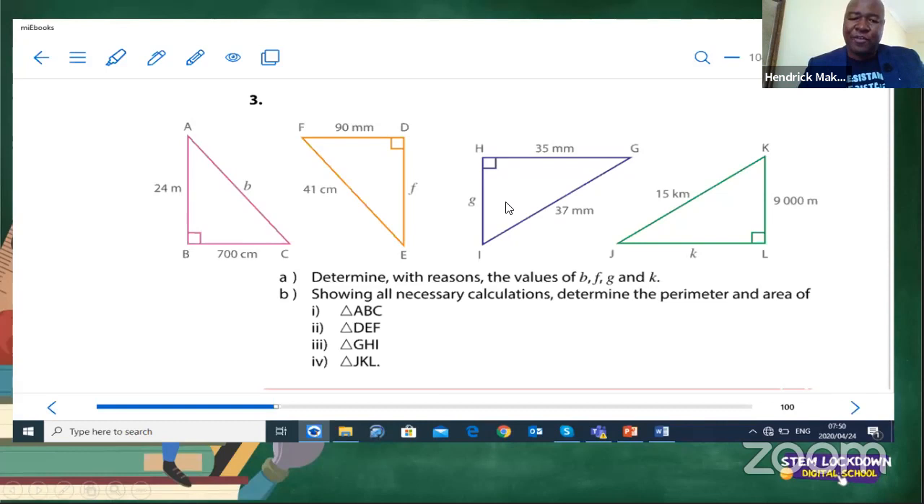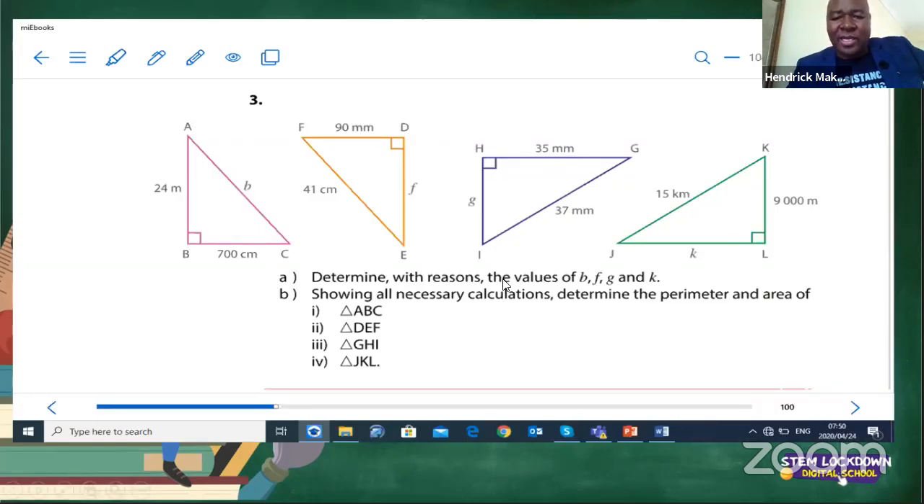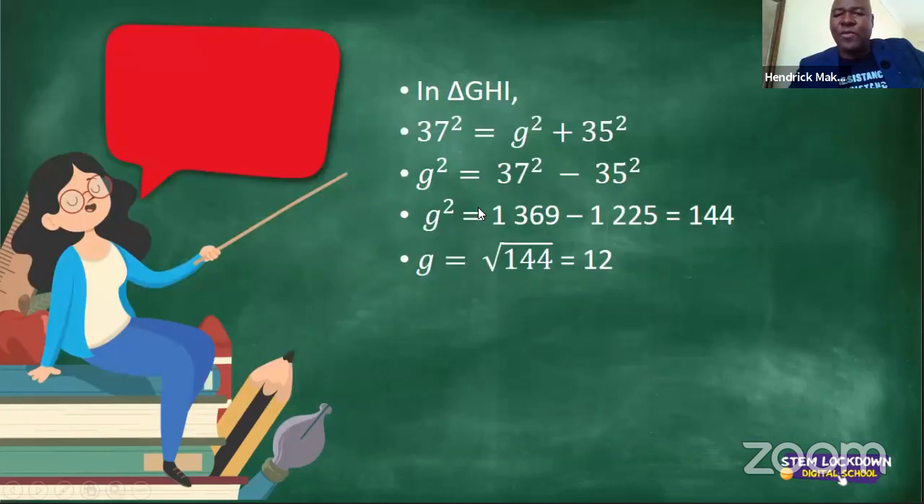So basically, if you have looked at that one there, you will be able to see that the hypotenuse side is 37. It's given us 37, and here is 37 there, 37 millimeters. And of course, this is equal to the sum of these two squares, 35 squared plus G squared. So that's how you find 37 squared is equal to G squared plus 35 squared.